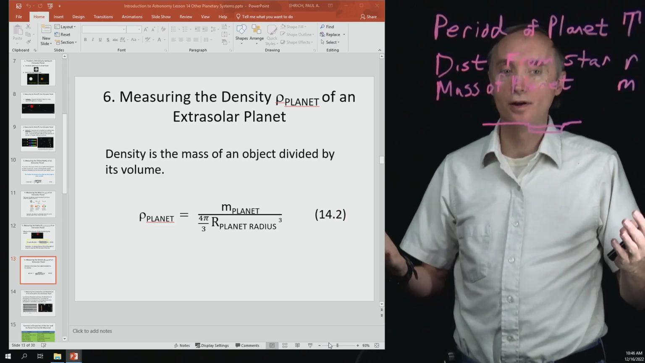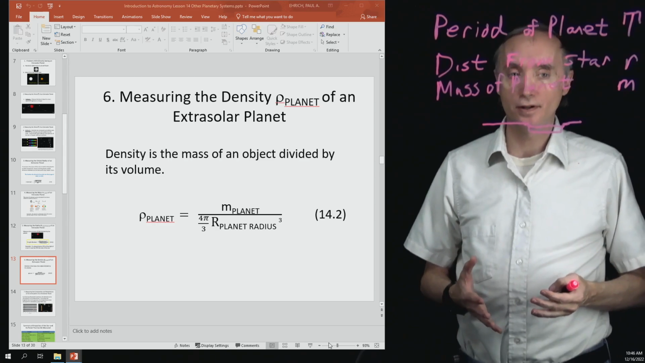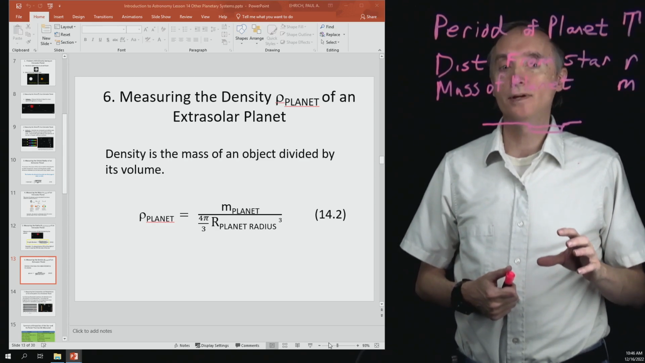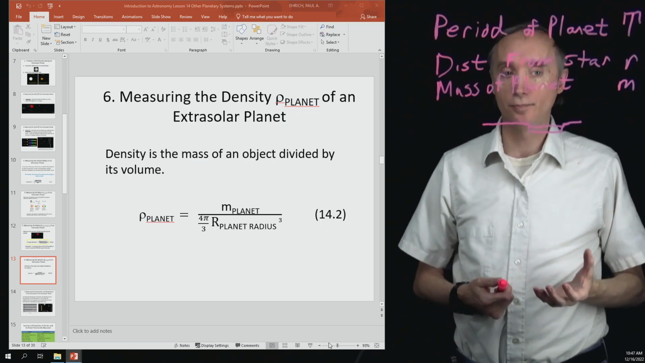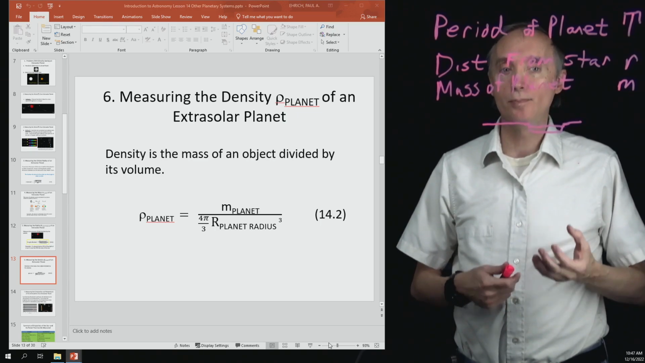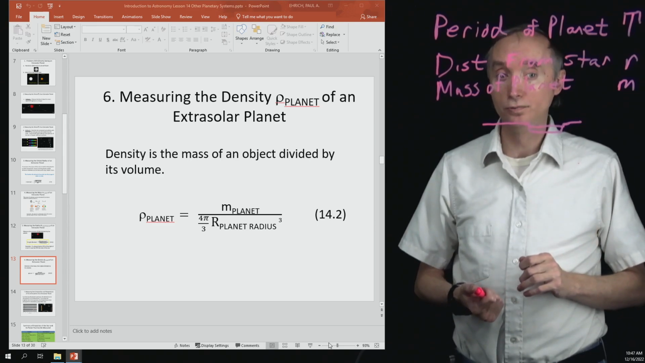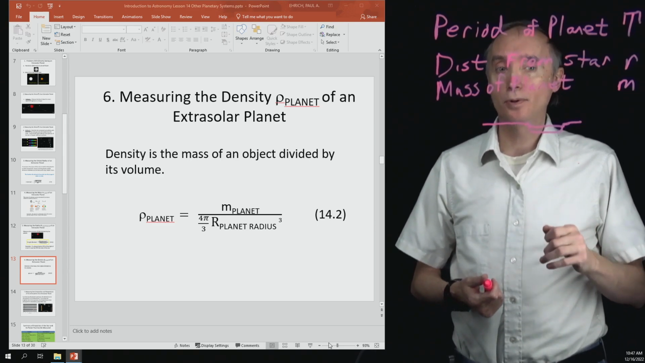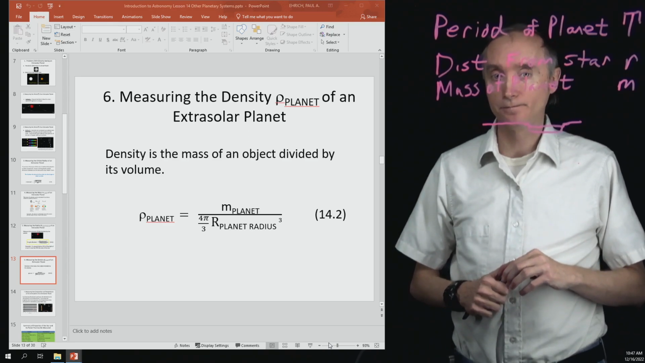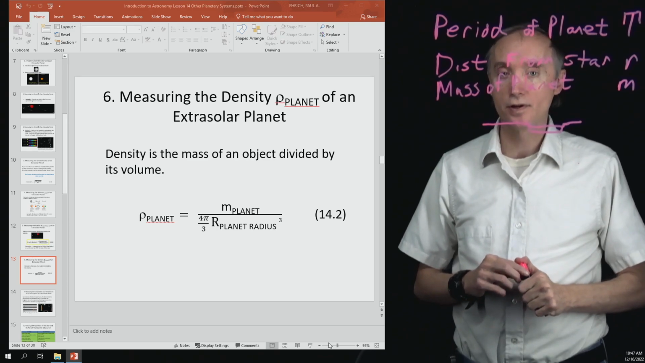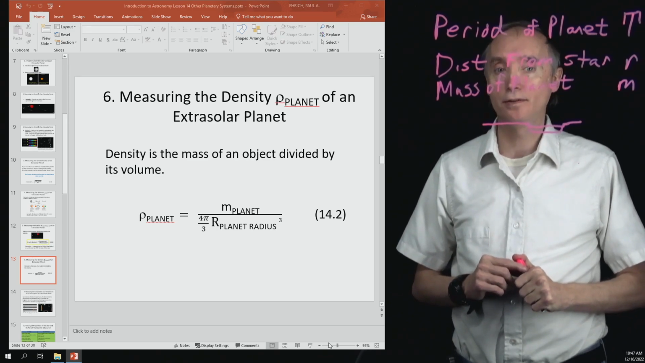Well, who cares? Well, if we know the density, and the density is very, very high, then that means it's what kind of a planet? It would be made of rock. On the other hand, if the density is very low, then we know that this planet is going to be a gas giant. So we can actually figure out what kind of a planet it is based on its density.